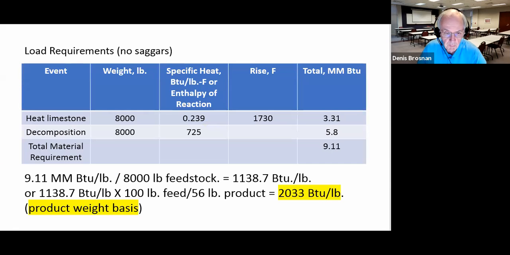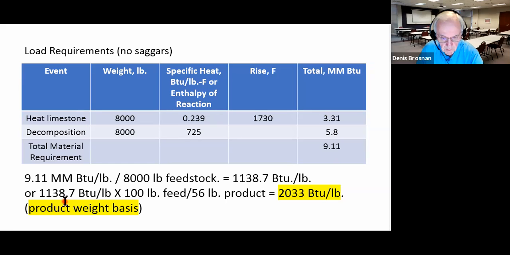The load requirements simply are what we had before, except we don't have any saggers this time. Okay, so this is the result we got before for heating the limestone. And it looks like I used 8,000 pounds instead of 2,000 pounds in an hour. So you might want to think about that and adjust that a little bit. I used 8,000 pounds here for decomposition. So my number is going to be high at 9.11 million BTUs.